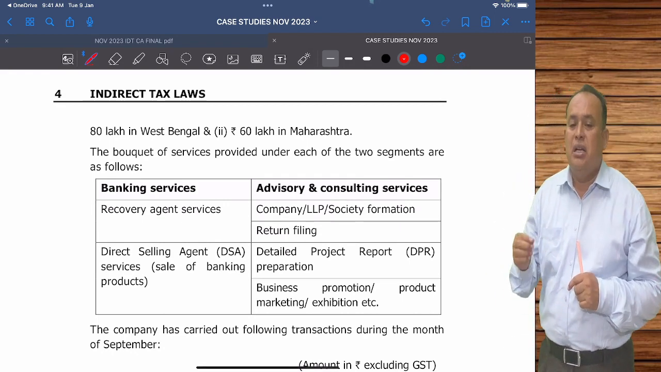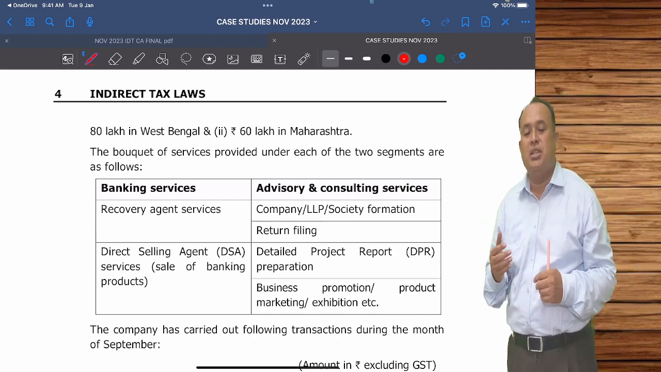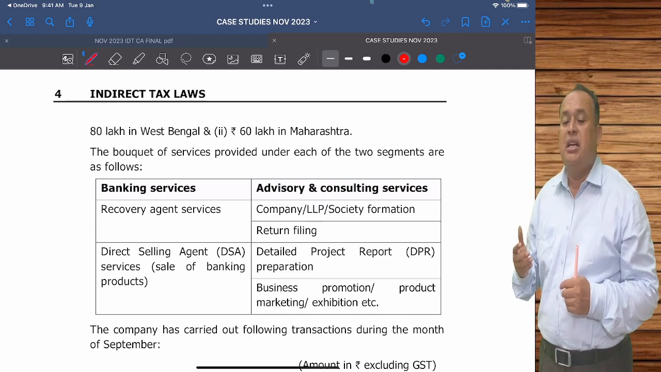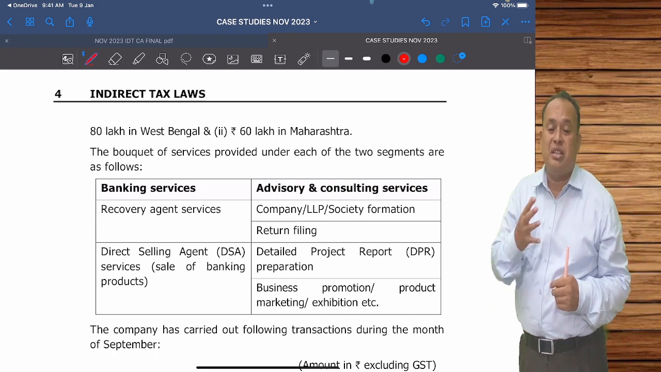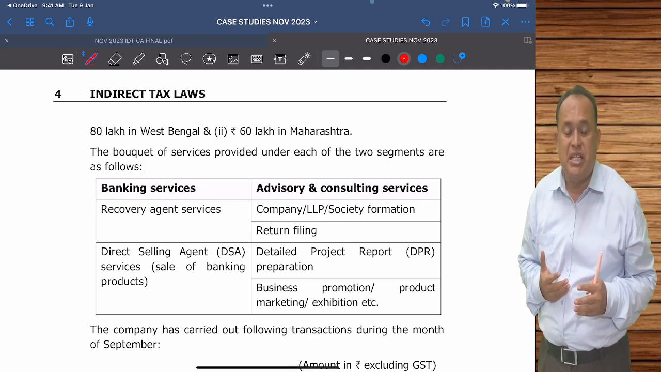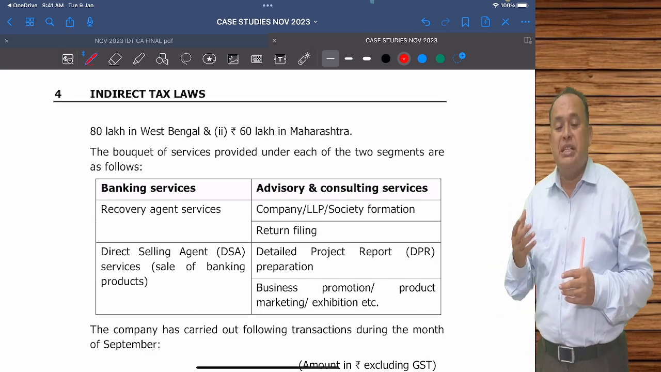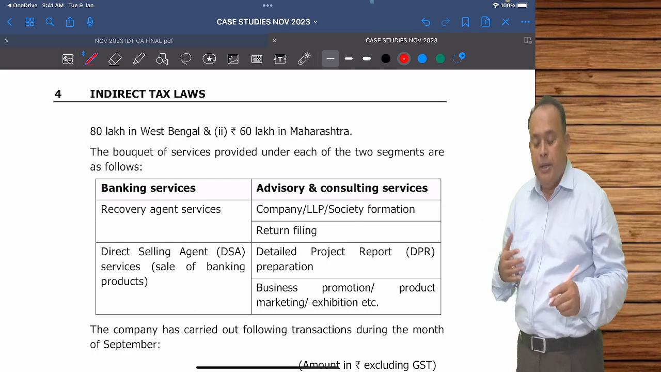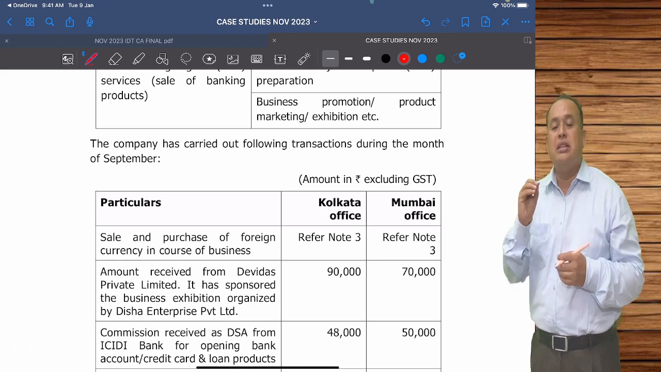in Maharashtra. The bouquet of services provided under each of the two segments are as follows: banking services, recovery agent services, direct selling agent services, sale of banking products. Further, advisory and consulting services, which includes company, LLP, society formation services, return filing services, detailed project report preparation, business promotion services, product marketing services, exhibition services, etc. The company has carried out the following transactions during the month of September.